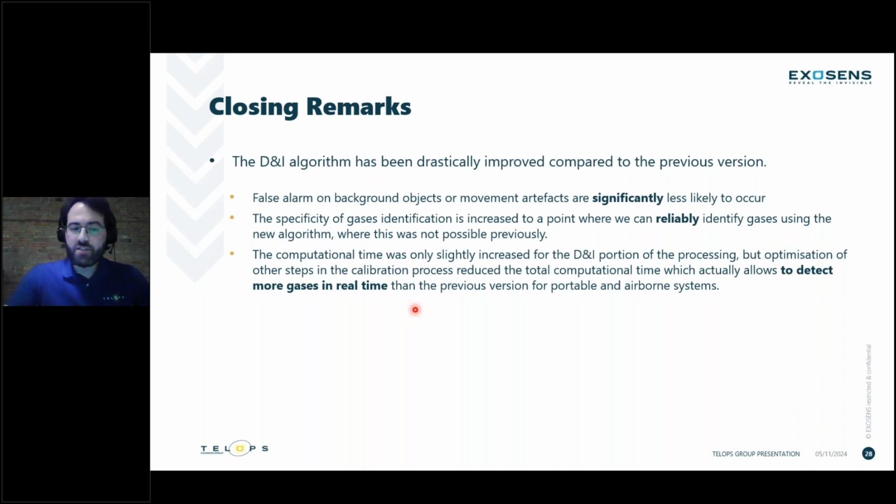Now, the computational time. Some people might wonder, with a new algorithm that's that powerful, does that change the processing time that it takes to do that real-time detection? It's a new algorithm, so it takes maybe a little bit more time for that DNI portion of the processing. There's more optimization that occurs during that project as well. And so all those other steps of the calibration process that have been optimized will reduce the overall computational time, which means you actually are able to detect more gases in real time compared to the previous version of those systems.